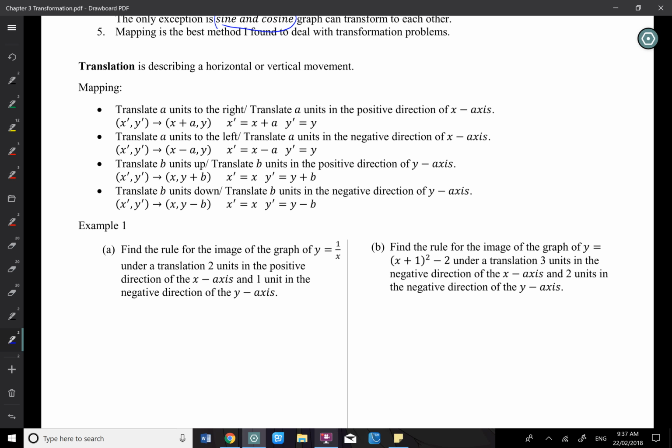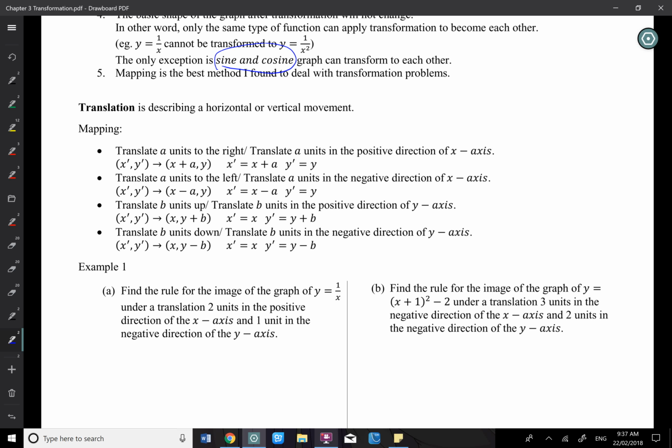So you need to know exactly what language you need to use. So translate a units to the right, or translate a units in the positive direction of the x-axis. You can choose both, either the front one or the second one.